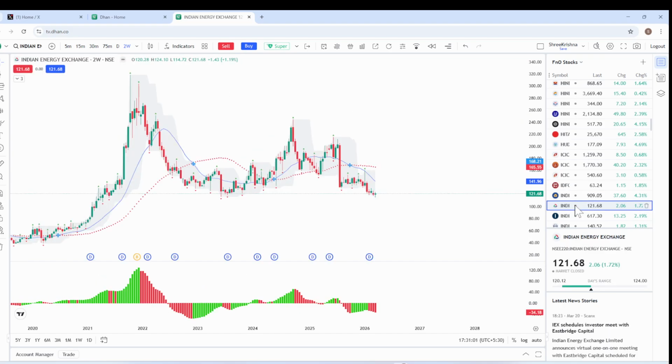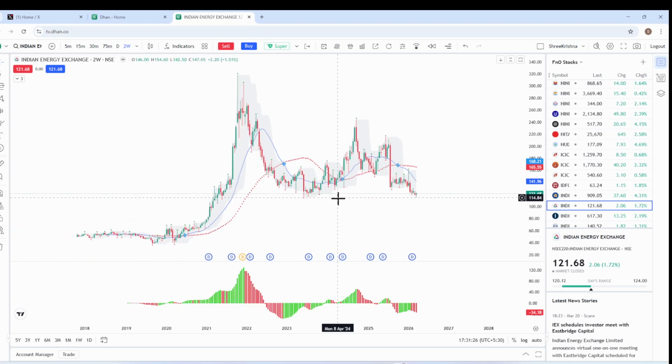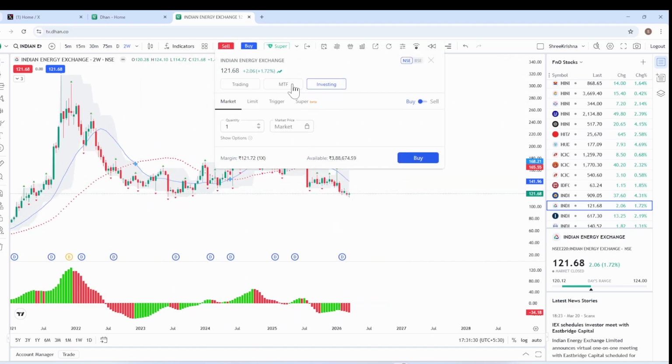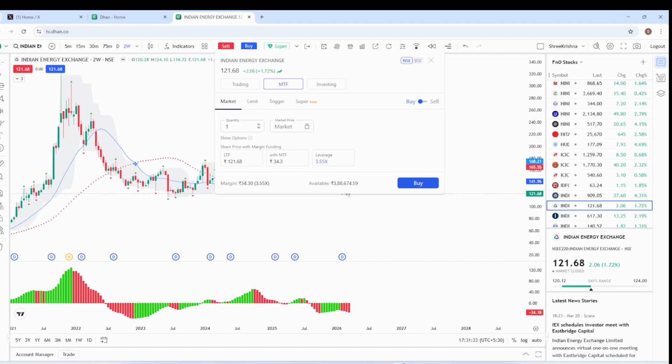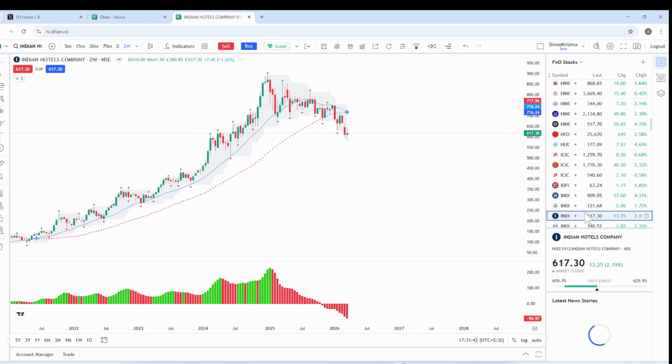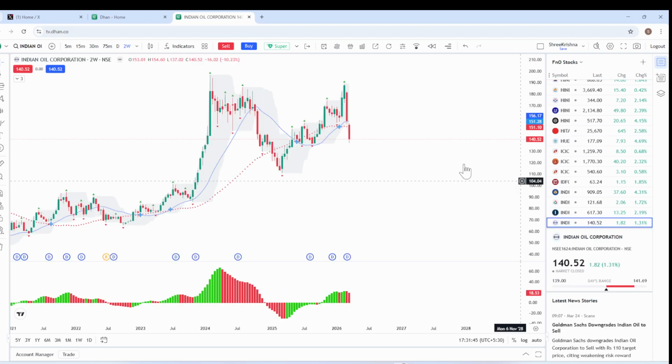This one, Indian Energy Exchange. You can buy, you can definitely buy. The issue was they manipulated here. SEBI has fined them. So whether the manipulation is over or it is still there, we don't know. But you can buy at 121 and it's very fluid. You can buy on MTF also. If you buy around 1000 shares, all you need is only 34,000 rupees. Okay, so you can buy. This is coming down.